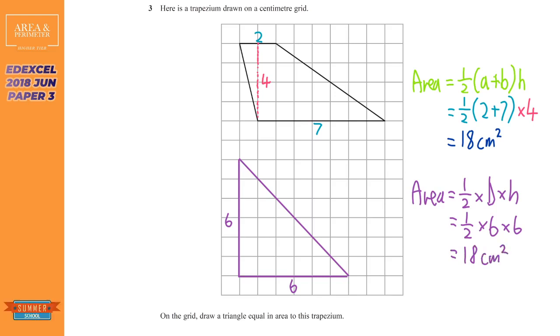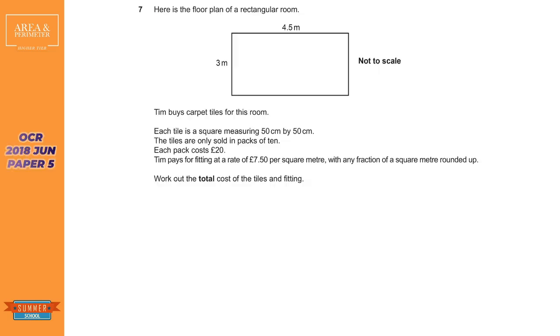Now for this question, you could have any other triangle that has an area of 18 centimetres squared. I mean, the 36 has many different pairs of factors that make it up. I wouldn't advise doing a 1 by 36 rectangle and making it into a triangle, because there's just no space on the page. So you've got to be a bit realistic with it.